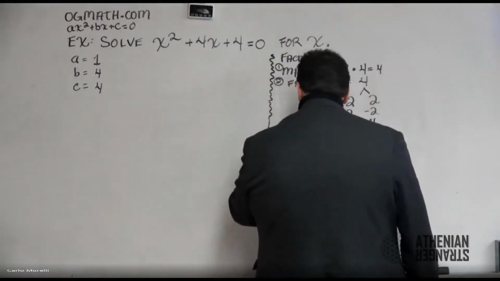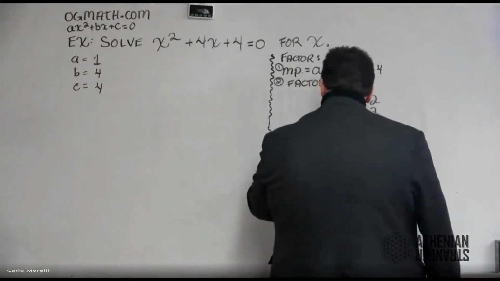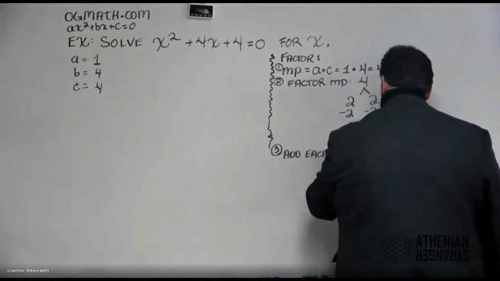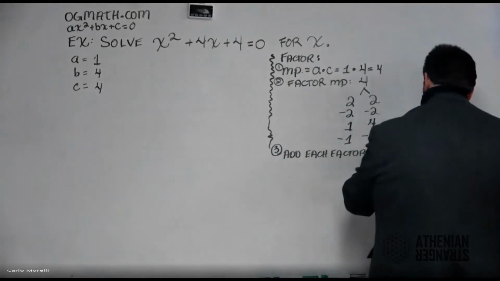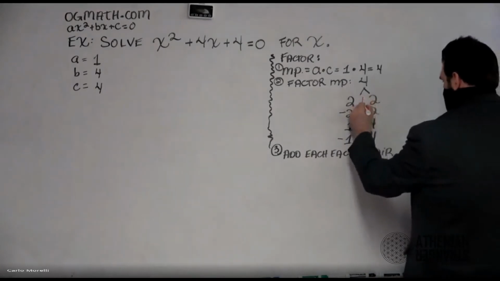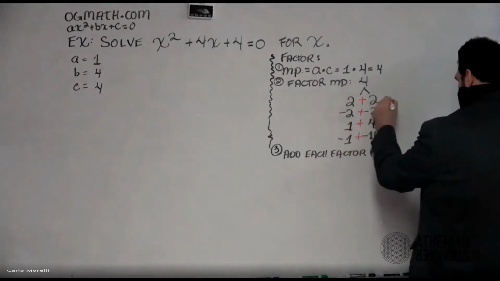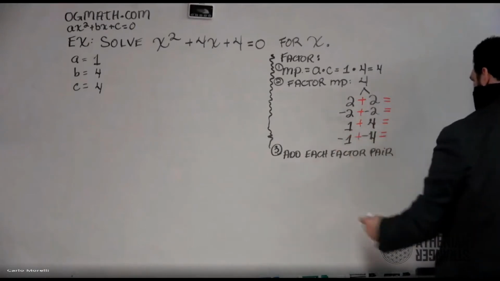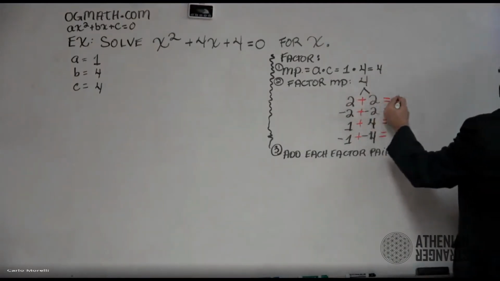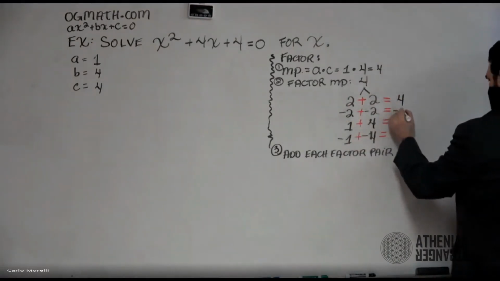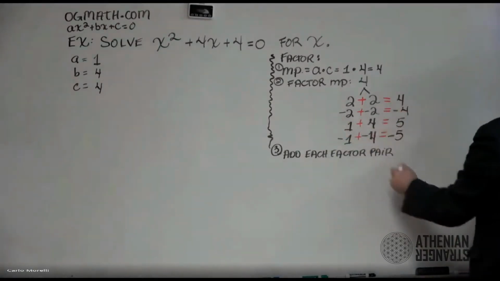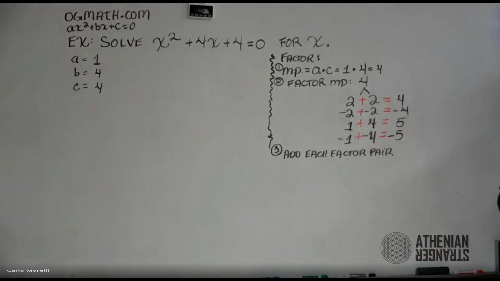Step 3 is add each factor pair. Okay? Let's do it, guys. Put plus signs here and equal signs here. Okay, so we're going to add now. What's 2 plus 2? 4. How about -2 plus -2? -4. Okay. 1 plus 4? 5. And -5. So with these, it's pretty simple. It alternates positive, negative, okay?